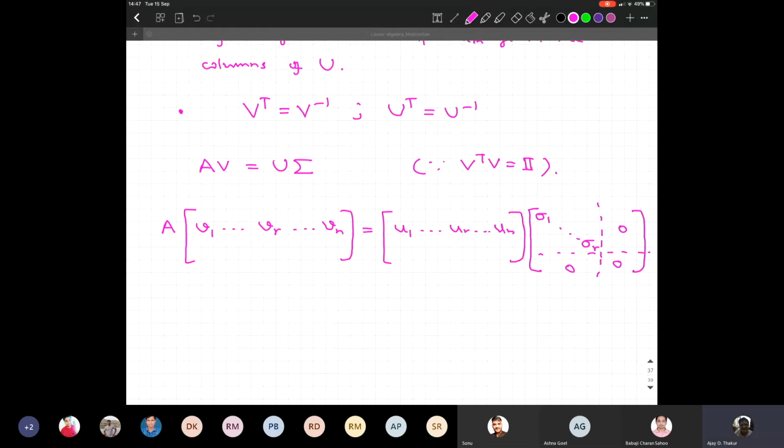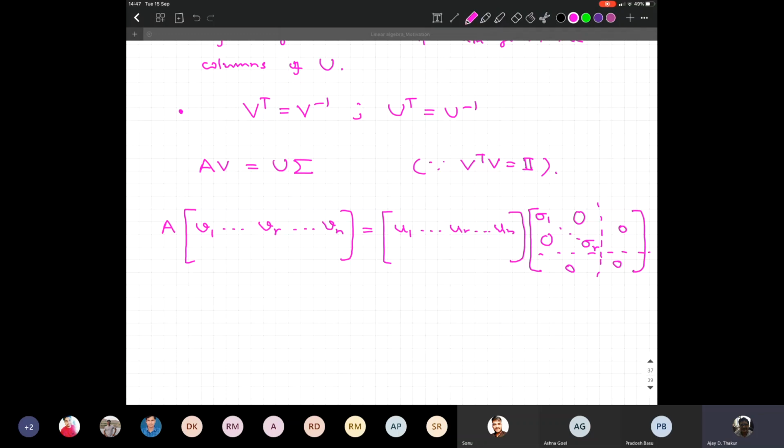Okay, so this is how we are going to write this relation. AV equals U sigma could be written like this. And whatever is written on the rightmost end, where we have written sigma 1 to sigma R along the diagonal, remaining are all 0 entries. So when I write a capital 0, all the other entries are 0. And that's the subspace with R by R order, and then there are zeros everywhere till nth order.